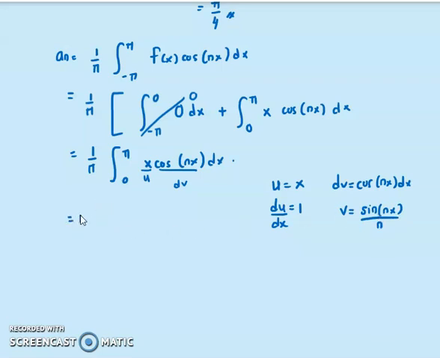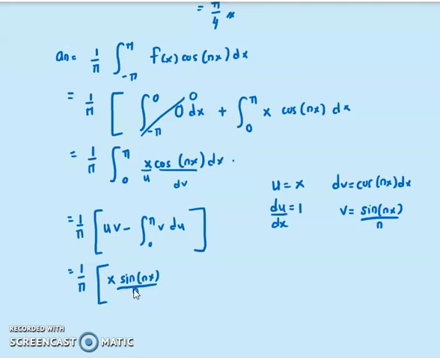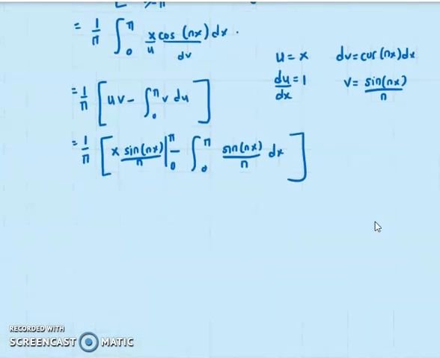Okay, now you want to integrate this interval. So have uv minus the integral from 0 to pi of v du. So we have 1 over pi, u is x, v is sine nx over n. This is the integral from 0 to pi of uv, minus the integral from 0 to pi of v, which is my sine nx over n, du is 1, so dx. Okay, this is just basic integration.